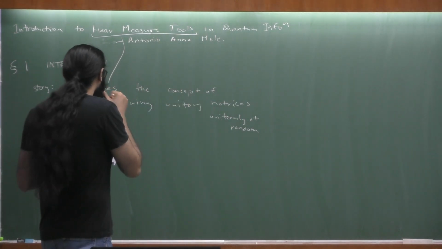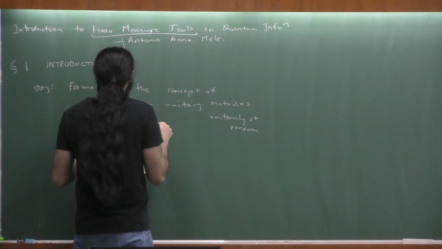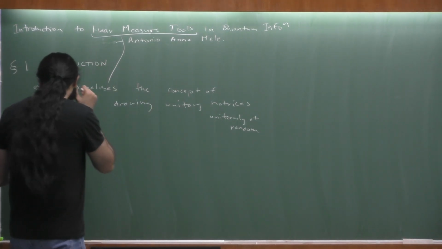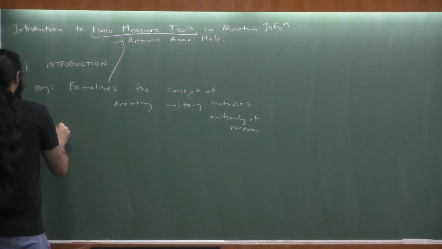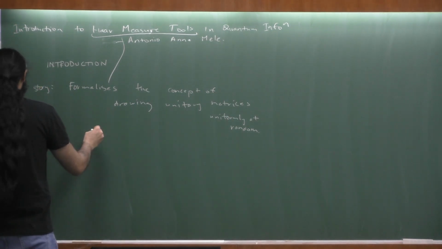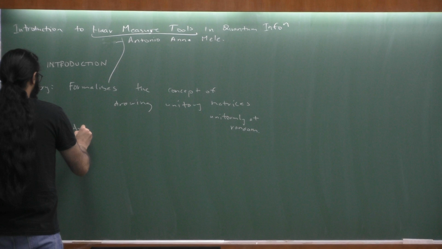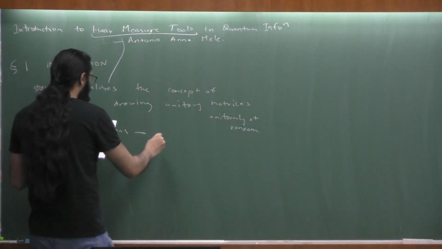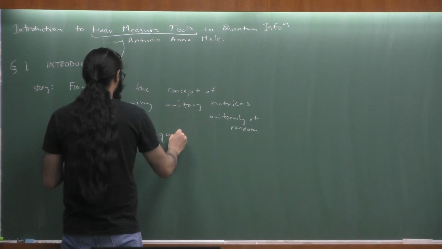So the Haar measure formalizes how to sample unitaries uniformly at random, right? This we saw, and it's actually very useful in many different areas. Applications include these; they are not things I'm very familiar with, but I'll just write them down.